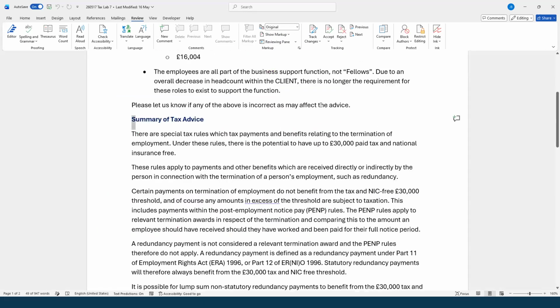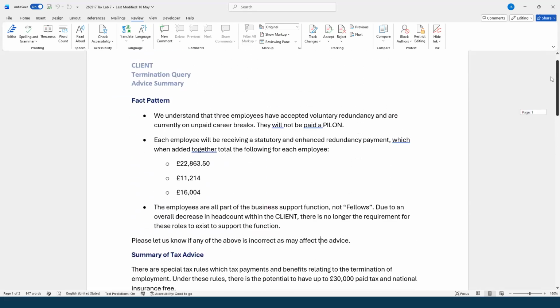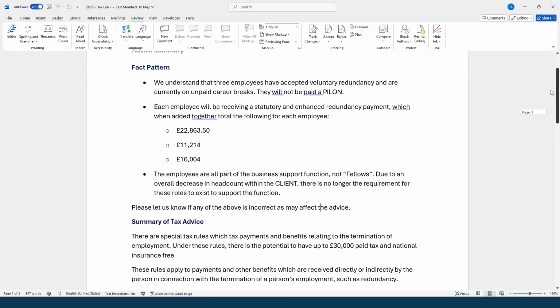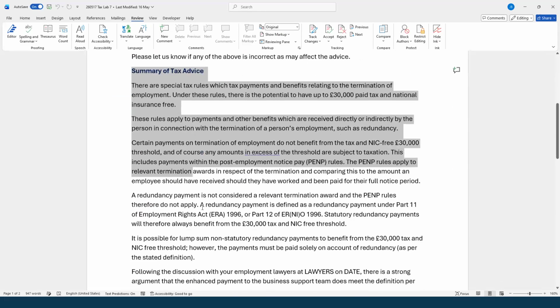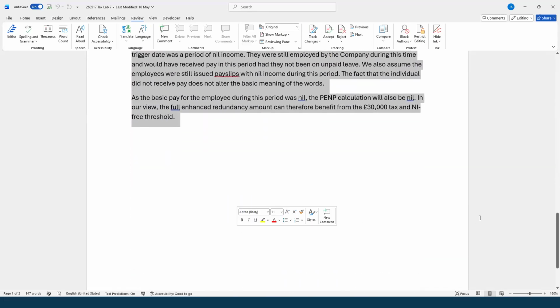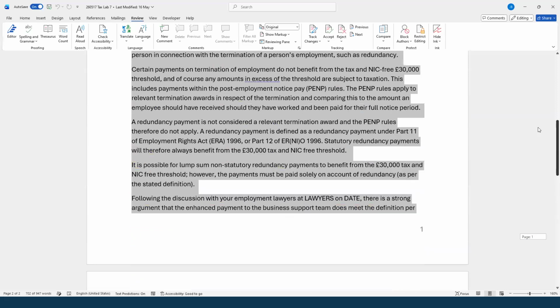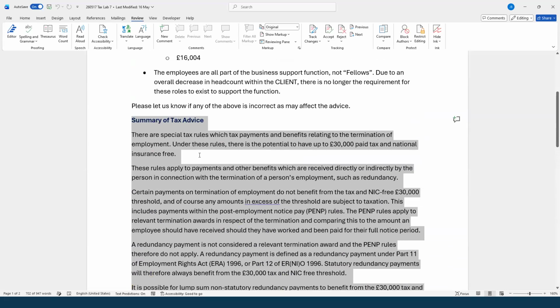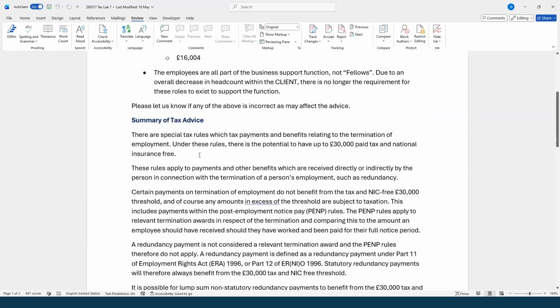So if you look at this without that conclusion being added in, the next part of this document is this really long section called Summary of Tax Advice. And by reading this summary of tax advice, first off, it's going to be quite difficult, I think, for the client to figure out what the answer is here.